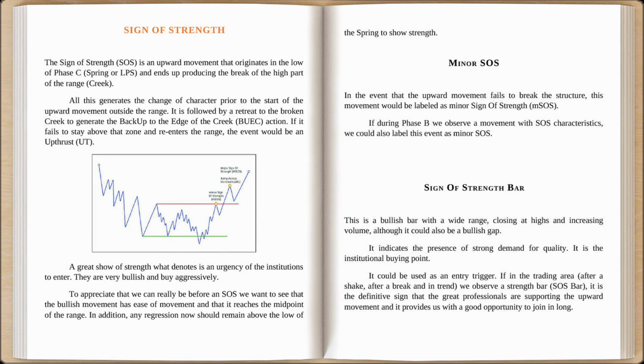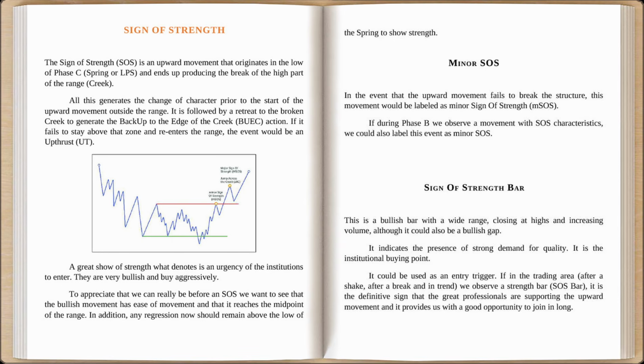Sign of strength. The sign of strength, SOS, is an upward movement that originates in the low of phase C, spring or LPS, and ends up producing the break of the high part of the range, the creek. All this generates the change of character prior to the start of the upward movement outside the range. It is followed by a retreat to the broken creek to generate the backup to the edge of the creek, BUEC action. If it fails to stay above that zone and re-enters the range, the event would be an upthrust, UT. A great show of strength denotes an urgency of the institutions to enter. They are very bullish and buy aggressively.